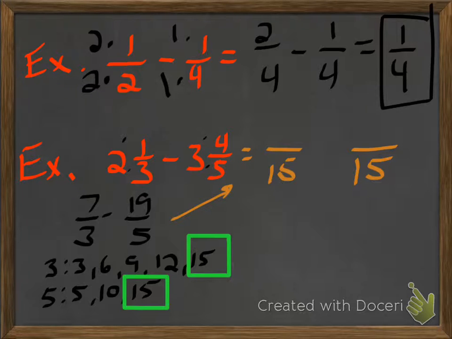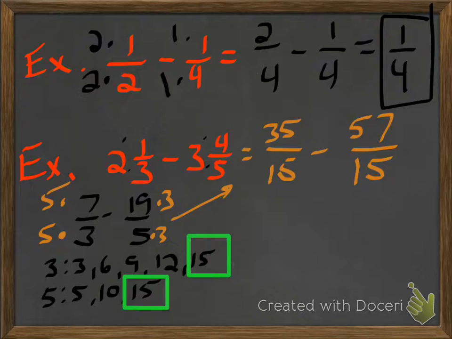Now I multiplied the 3 by 5 to get 15, so I have to multiply the 7 by 5. That gives me 35. I multiplied the 5 by 3 to get 15, so I have to multiply the 19 by 3. And that gives me 57. Subtraction. Now that our denominators are the same, we subtract.